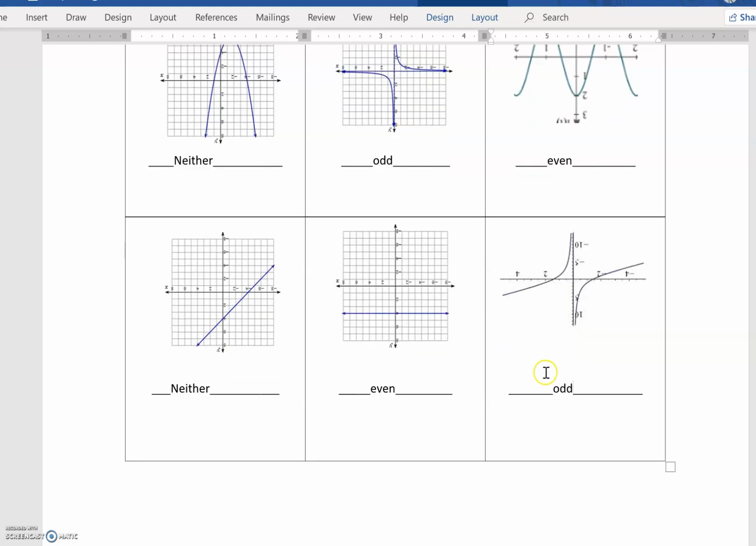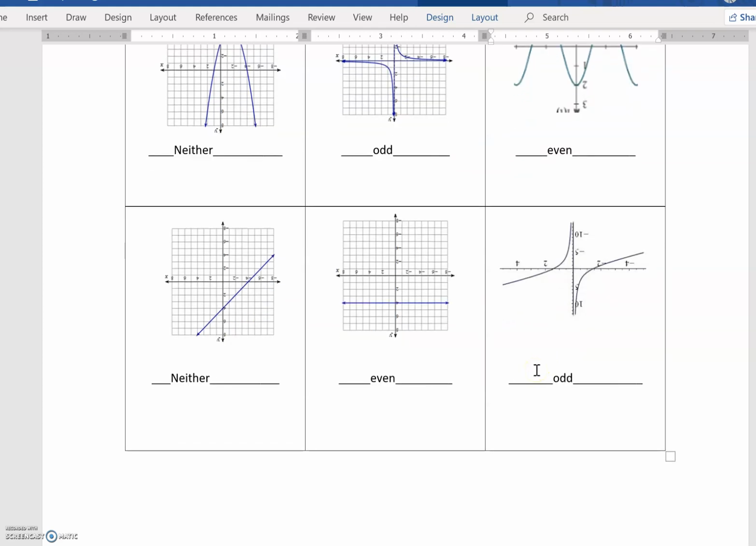All right, so that is how you tell if a function is even or odd graphically. In my next video, we're going to learn how to tell if a function is even or odd algebraically. So stay tuned. Happy mathing!